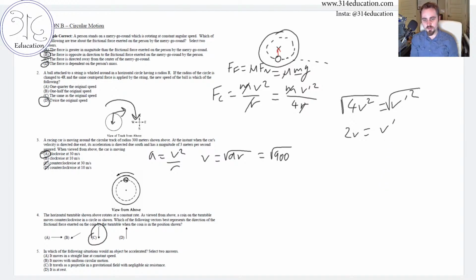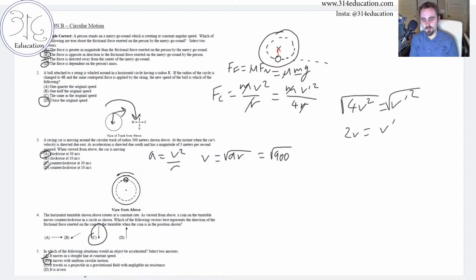5, in which of the following situations would an object be accelerated? Select 2 answers. Moves in a straight line at a constant speed. That is not acceleration. Acceleration would be a change in velocity. So constant speed, no change. Straight line, no change. An object moves with uniform circular motion. Yep, that is accelerating. Even if it's not changing the magnitude of the velocity or its speed, uniform circular motion means we're constantly changing direction. So if we're changing directions, we're changing velocities. If we're changing velocities, it means we're accelerating. So B is going to be one of our cases.